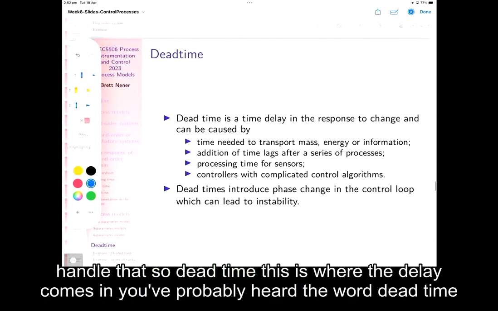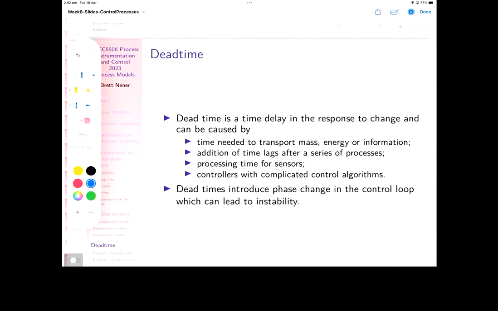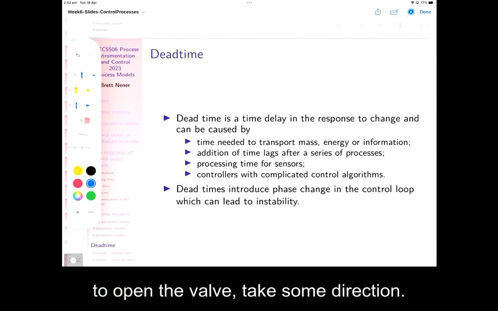So dead time, this is where the delay comes in. You probably heard the word dead time. Best example is the valve. They have a dead time. You send a signal to open the valve, and it takes some time to move.